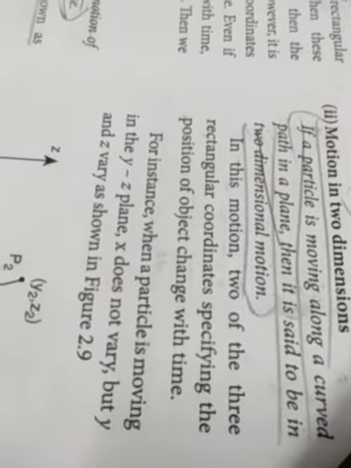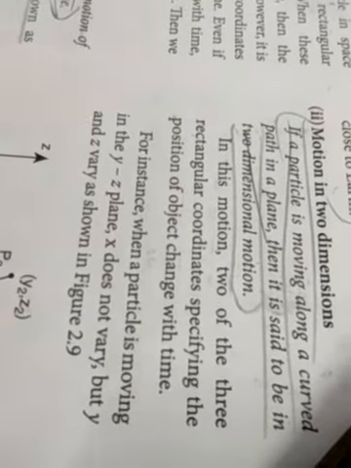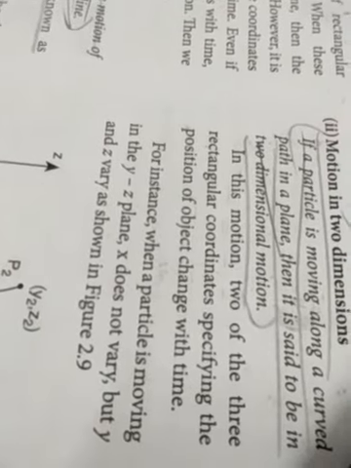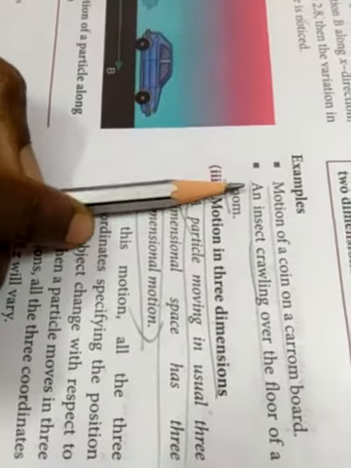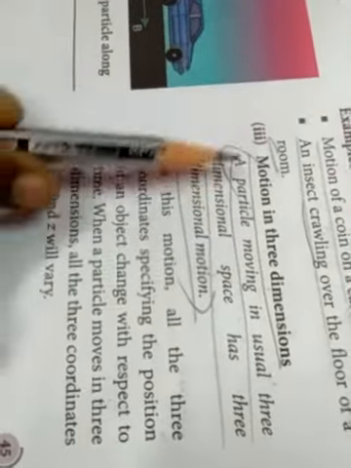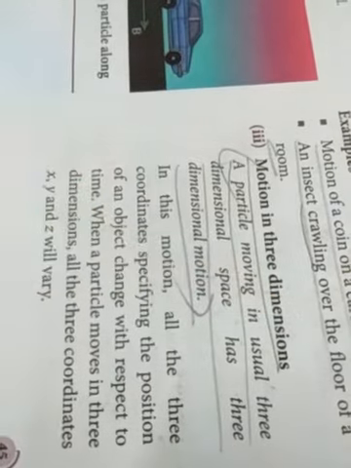After the direction changes, what happens? It moves in a curve, moving upward, so the direction changes. So that is two-dimensional motion: the x axis and the z axis, two directions. Other examples are the motion of a coin on a carom board, or an insect traveling over the floor of a room.